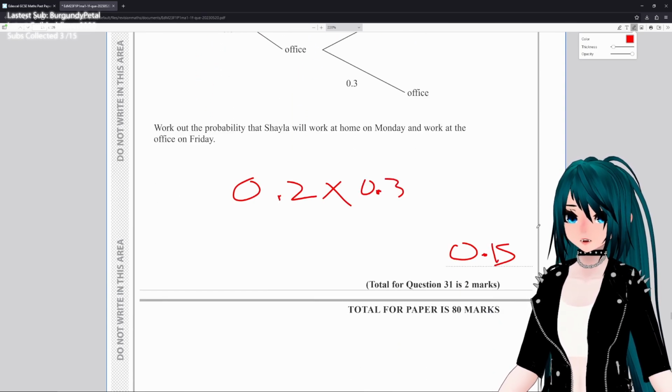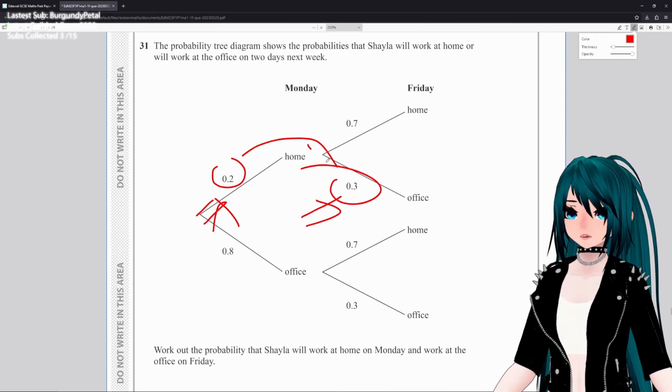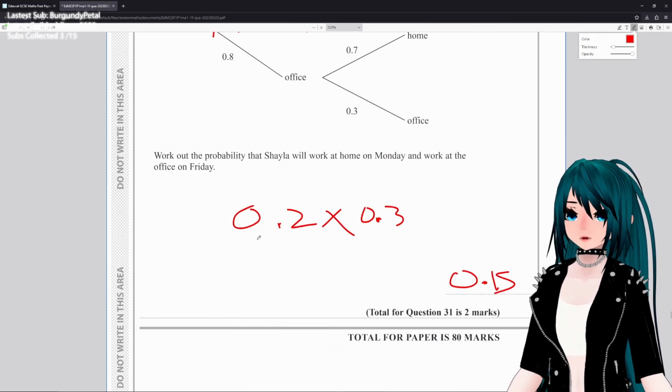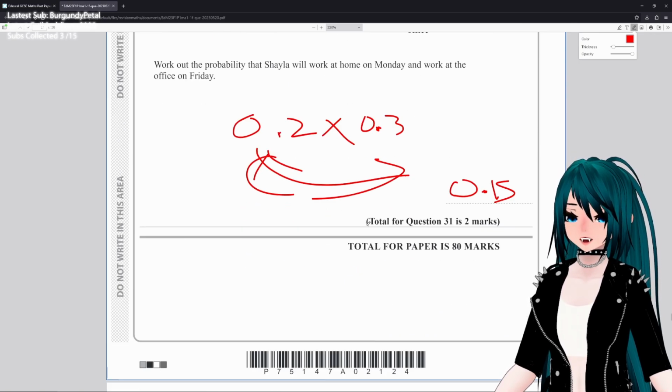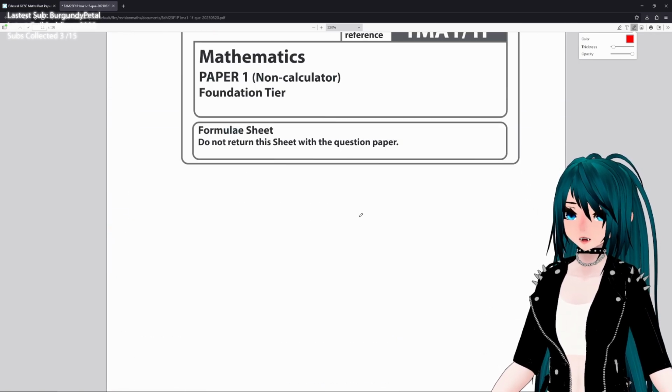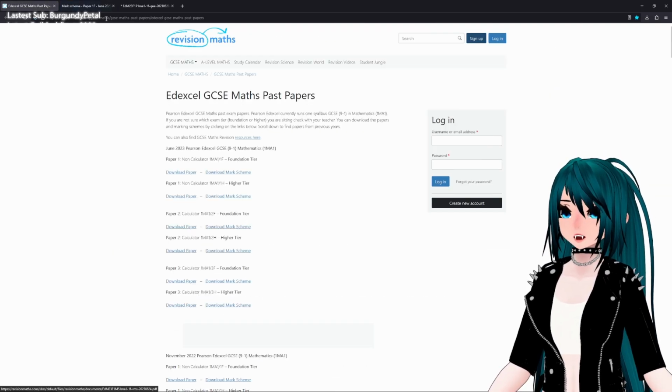0.3. I think that just makes 0.15. I'm not entirely sure if that's how the math works or how you arrive at this number. This is the only thing that comes to mind. Blank page. Oh, am I done? Okay, we did it. Okay, we're done. We can go through the mark scheme.